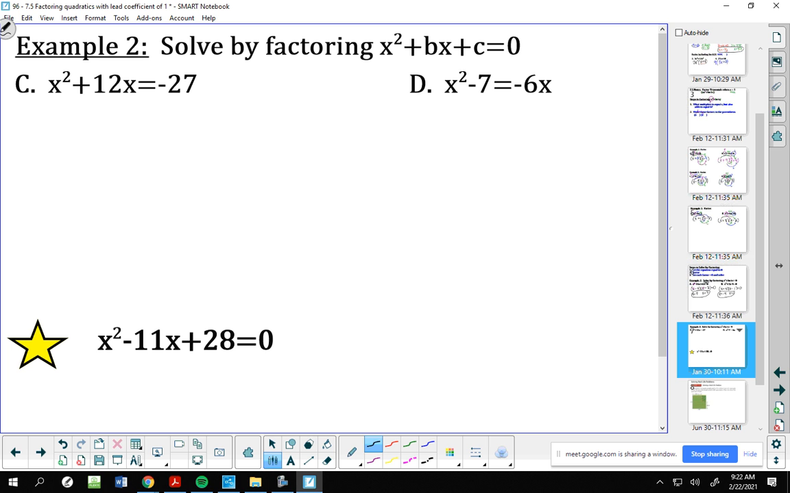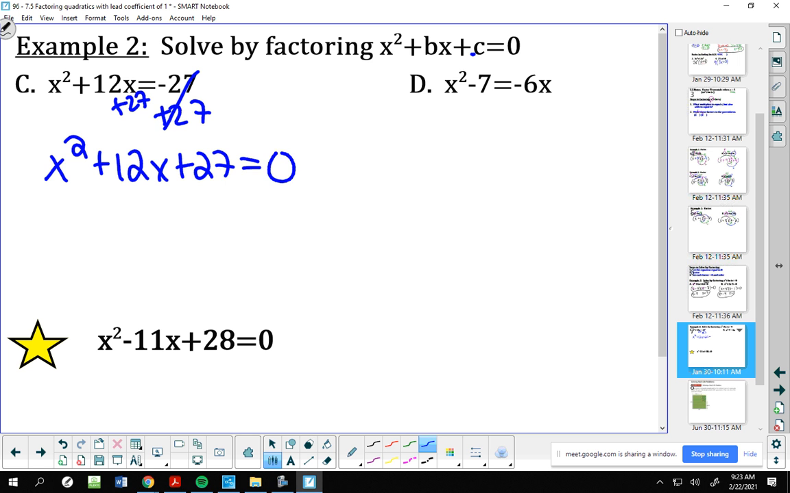Okay, first step is to set it equal to 0, which we need to do here. Now, when you do that, you need to make sure that your terms are in standard form, meaning ax squared, and then the x term, and then the constant. So in this case, 27 is my constant, so it's going to go after the 12x. So we have x squared plus 12x plus 27, because we moved it over using inverse operations, equals 0. Don't forget to write the equals 0 part. Sometimes that gets forgotten, but we need the equals 0.